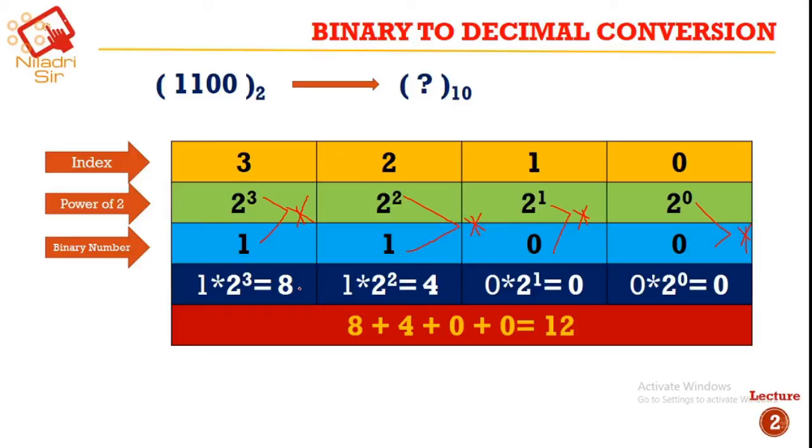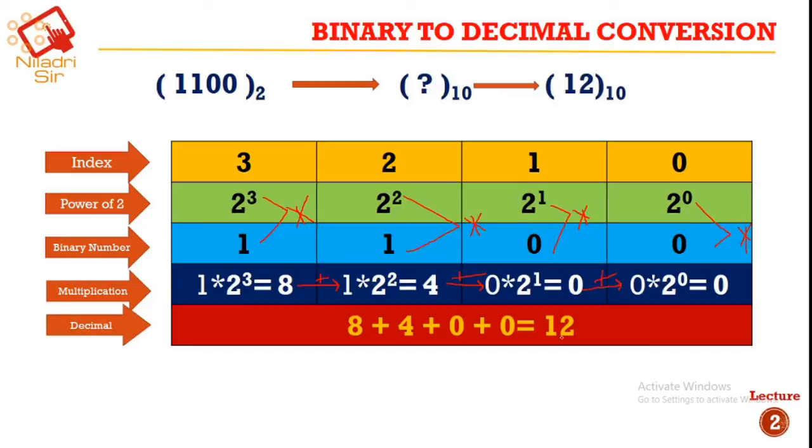After that multiplication, we will add it. We will add this. After multiplication, we will add it. The answer will be 8 plus 4, 12, plus 0 plus 0. The answer will be 12. This is the equivalent decimal number of this.